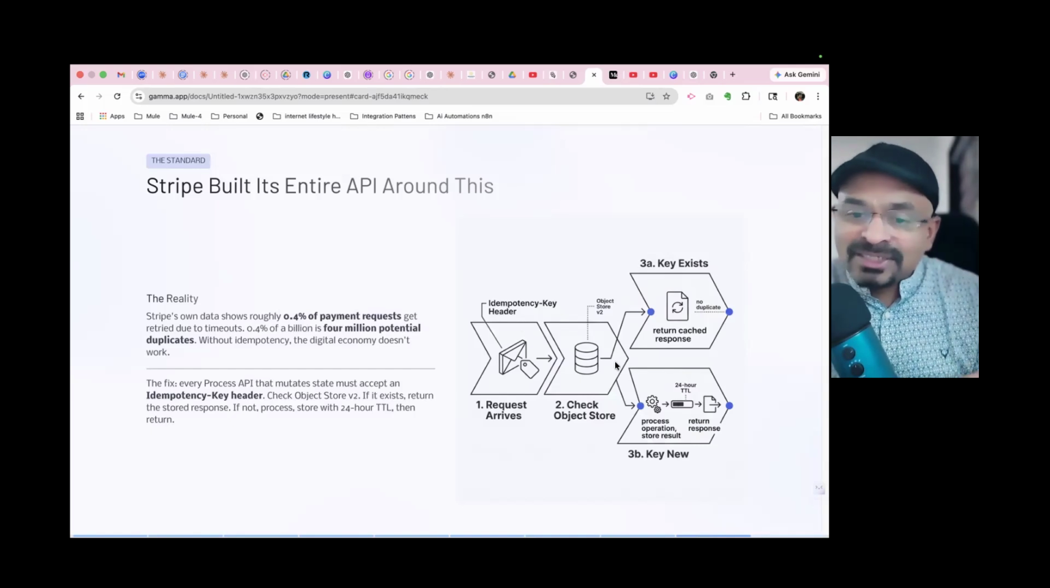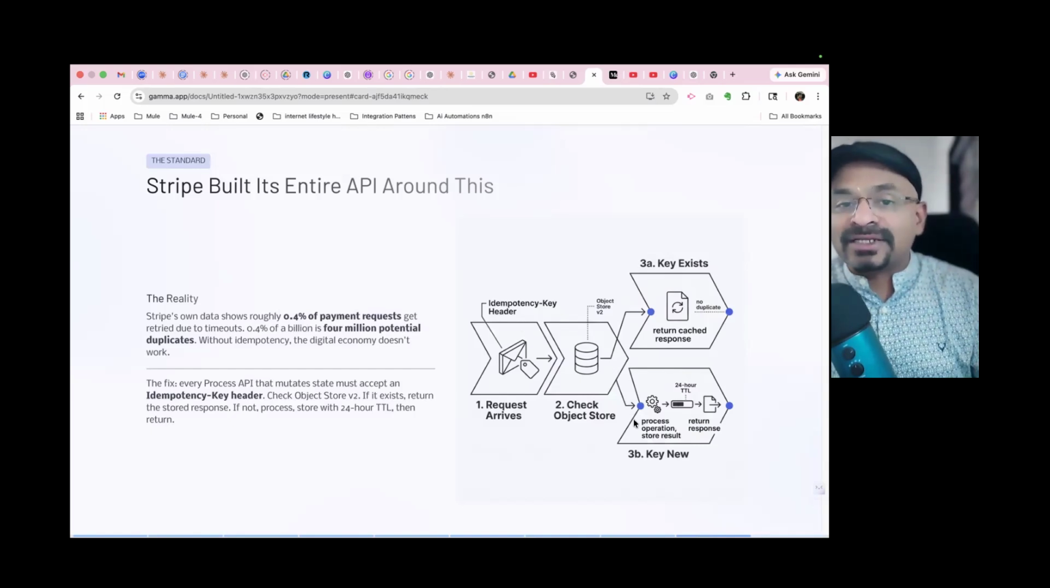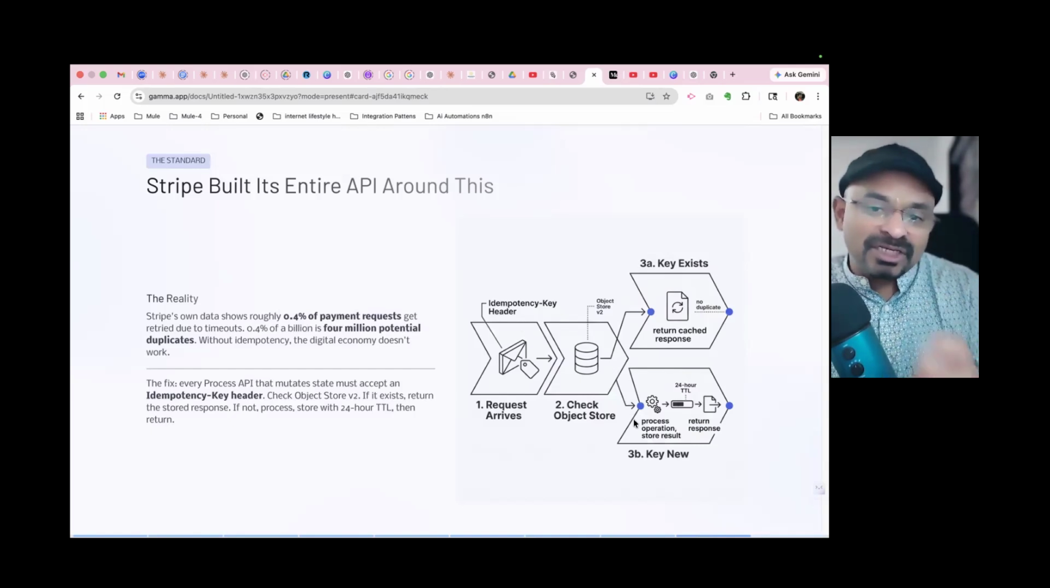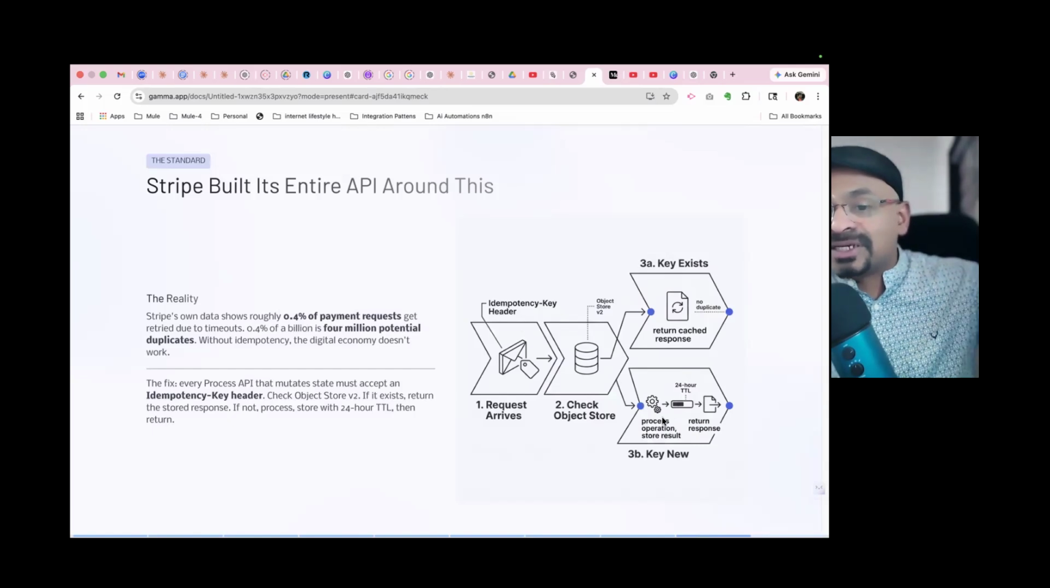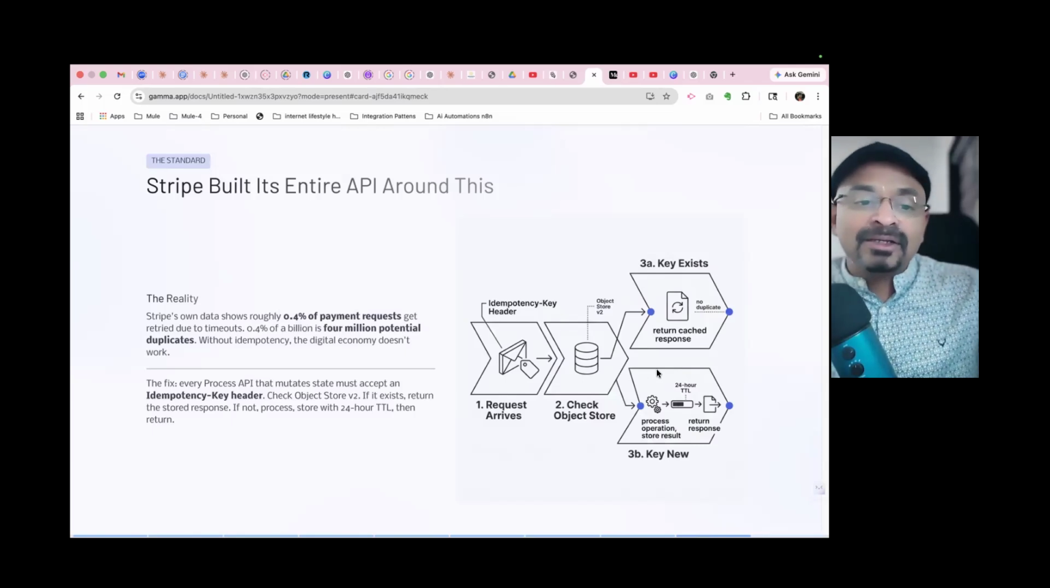If it is a new transaction, then we execute the transaction and capture the transaction ID. We store that transaction ID in the object store, with a time to live of 24 hours. Within the 24 hours, if we get the same transaction, we send only the cached response. We won't execute the transaction again, right?